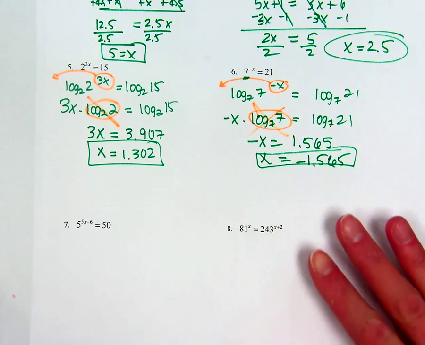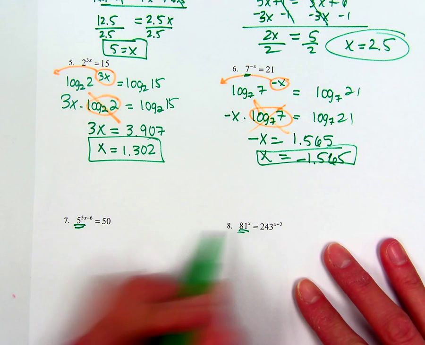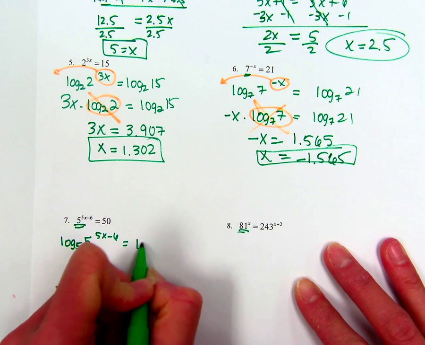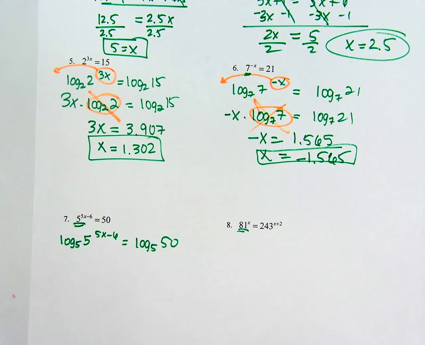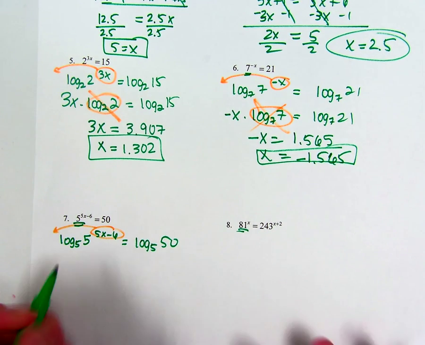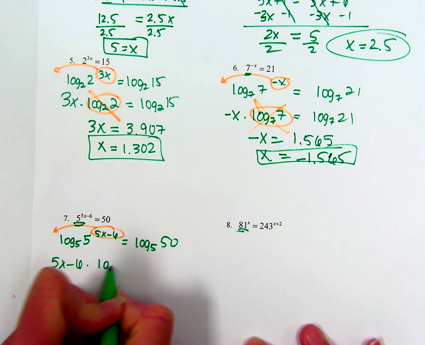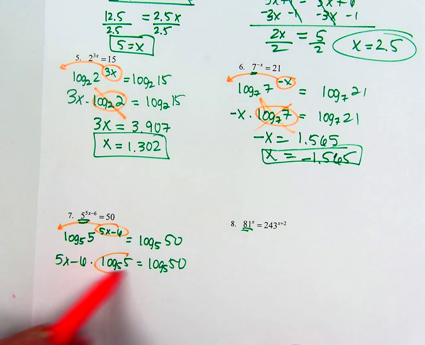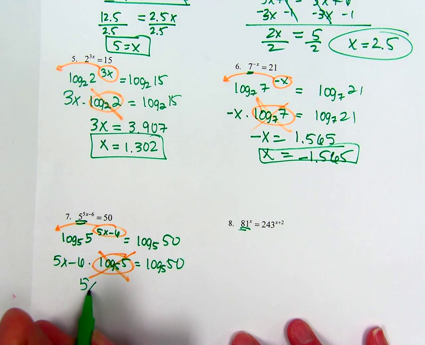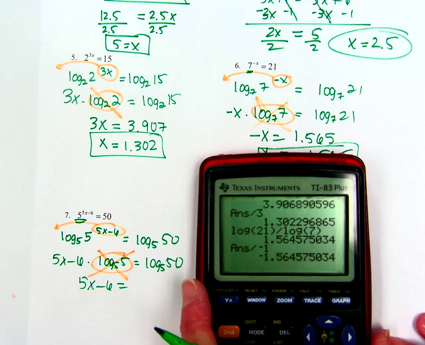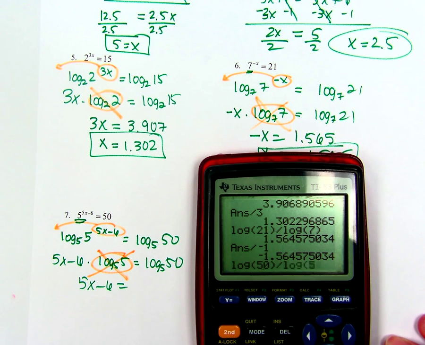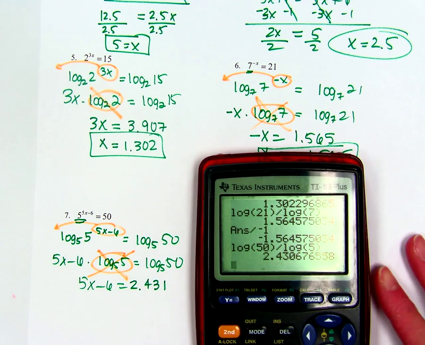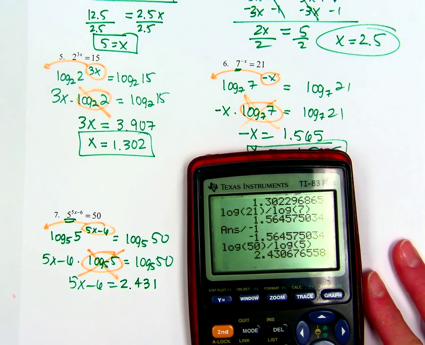All right, 2 more problems. What's my base on the left side? That's what you're going to take the log of on both sides. Okay, any exponents move to the front, so we get 5x minus 6 times log base 5 of 5 equals log base 5 of 50. Log base 5 of 5 is just 1, so I get 5x minus 6 equals, and then I have to figure out what this is, log of 50 divided by log of 5. That's 2.431. Now I'm just going to leave that value in my calculator because I know I'm going to have to add 6.